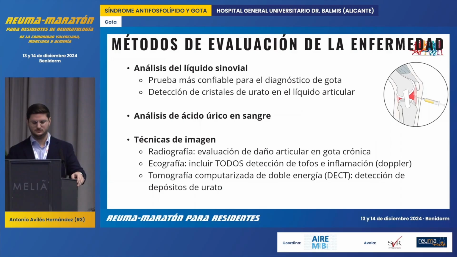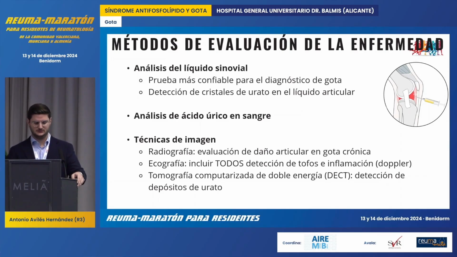Another method we have to assess the disease is the analysis of uric acid levels in the blood, which will be the method we use most frequently during follow-up visits with gout patients. And we'll be interested in keeping the patient's uric acid levels always below the threshold we consider as hyperuricemia, which we'll discuss later. We can also use imaging techniques to assess the patient's condition.